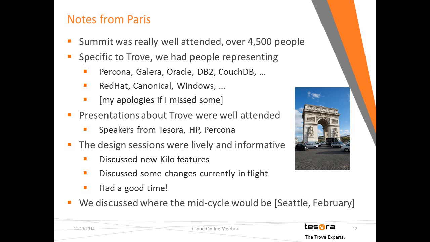And for the last 3 days of the summit, we had design sessions where the development community for Trove got together and discussed new features in Kilo. We discussed some significant code changes which are currently in flight, some of which have already merged after the summit. We did some rather long code reviews there, and it's always good to get together with people you've worked with for over a year, only chatting on IRC or reviewing their code. It's really good to look them in the eye and hoist a pint of beer, which is what we did a lot of in Paris.